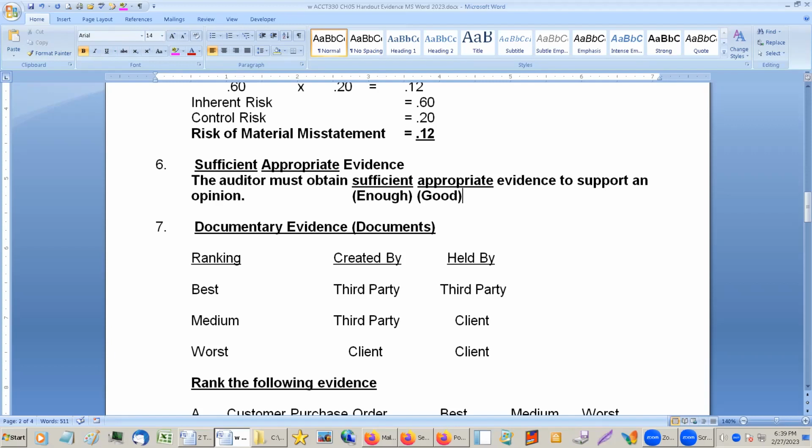We're not saying it has to be the best evidence. We're not saying it has to be 100% or anything like that. We just say you have to have enough good evidence to support your opinion. So sufficient appropriate is really enough. Sufficient is really a quantitative, an amount, and appropriate is a qualitative. I should probably put that on there.